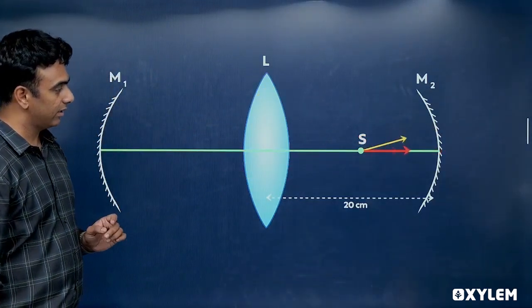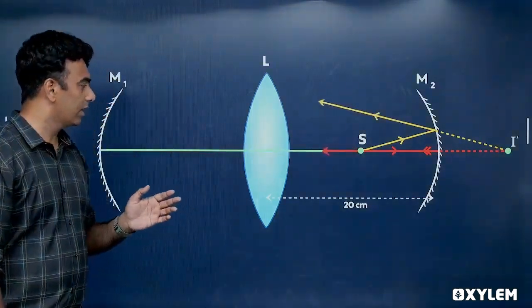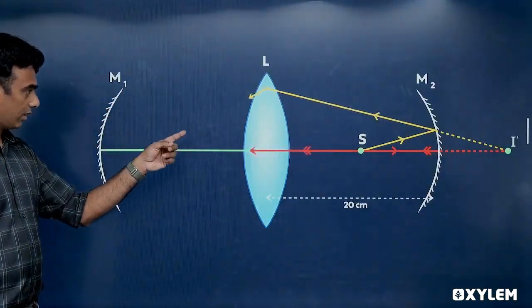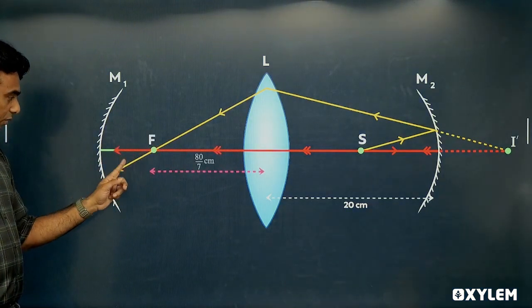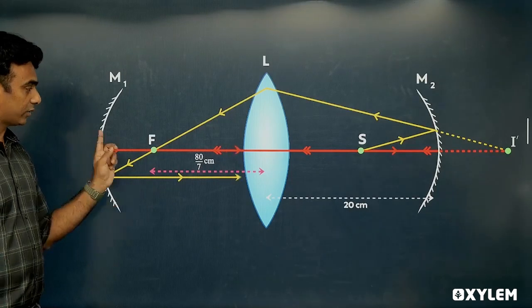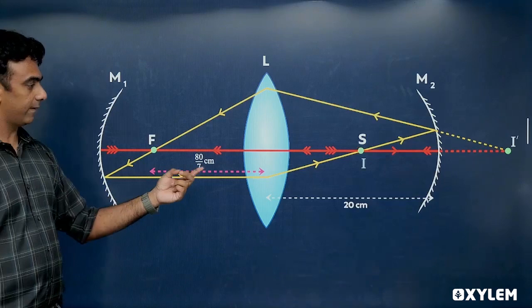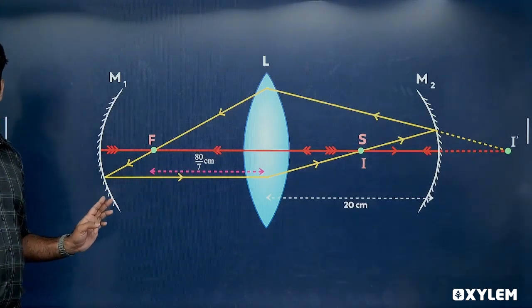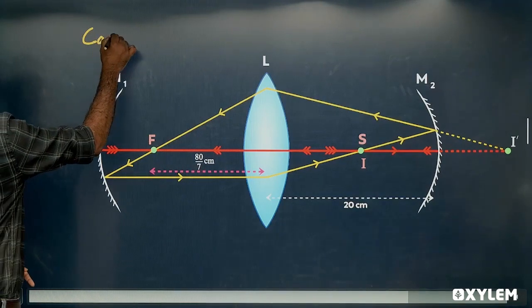See again, exactly similar to the earlier case, no difference there. And here, after refraction, the light rays pass through the focus, that is 80 by 7 centimeter is the distance of the focus from the optic center, the focal length. This is our case 2.